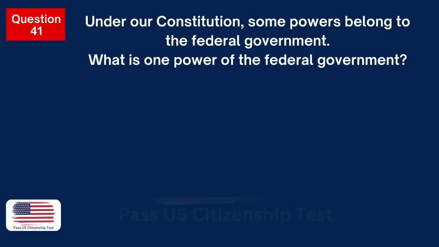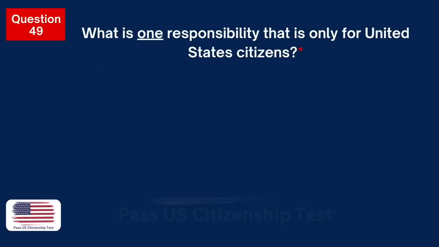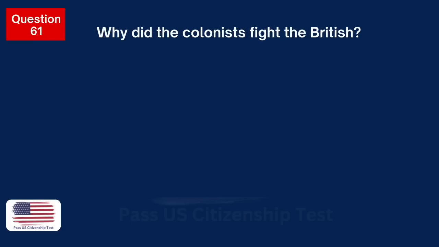Under our Constitution, some powers belong to the federal government. What is one power of the federal government? To print money. What is one responsibility that is only for United States citizens? Serve on a jury. Why did the colonists fight the British? Because of high taxes.